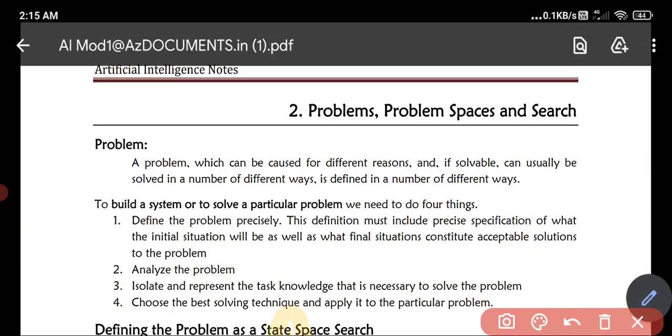So how can you define a problem? We can define a problem as something which can be caused for different reasons, and if it is solvable and can be solved in a number of different ways, then we can say it is a problem. So that is the definition.